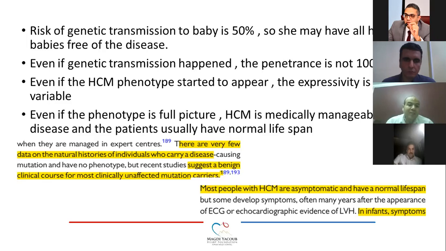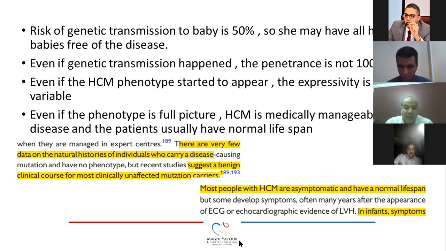Secondly, even if the genetic transmission happened, the penetrance is not 100%. And even if the gene started to present its phenotypic features, the expressivity is variable. What is meant by expressivity? That the full picture of the HCM, of the hypertrophy, is not present, mild hypertrophy or something like that. And even if the phenotype is a full picture and it is obstructive, HCM is a medically manageable disease and the patient usually has a normal lifespan.